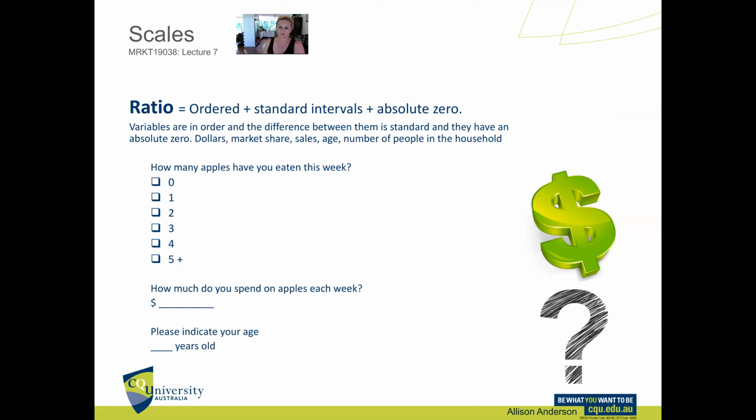You have an absolute zero if there's no one who lives in the household, so that is a zero. Okay, so how many apples have you eaten this week? If you've eaten none, you've eaten none. You can't eat negative apples. How much do you spend on apples each week? You don't spend negative dollars on apples. And please indicate your age. Okay, so 0 is 0. You're born, you're born. There is an absolute zero that we can measure from that point out to all the other points.